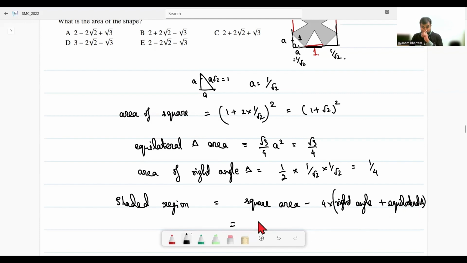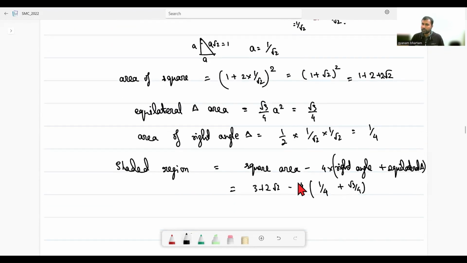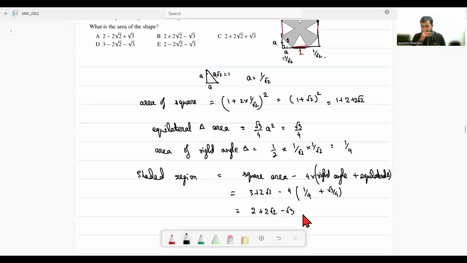If we do this, the square area is 1 plus root 2 whole square, which is 1 plus 2, a square plus b square, root 2 square is 2, plus 2ab, so 2 root 2, into 1. So 3 plus 2 root 2, minus 4 times 1 over 4 for the right angle triangle, and root 3 over 4 for the equilateral. The 4 and 4 cancel out. 3 minus 1 gives you 2, plus 2 root 2, and we have minus root 3. So that should be B.